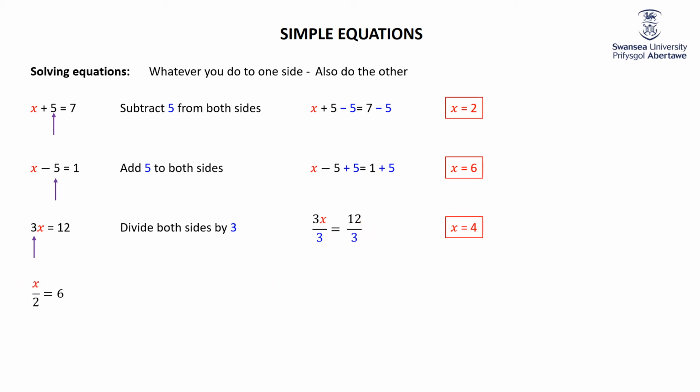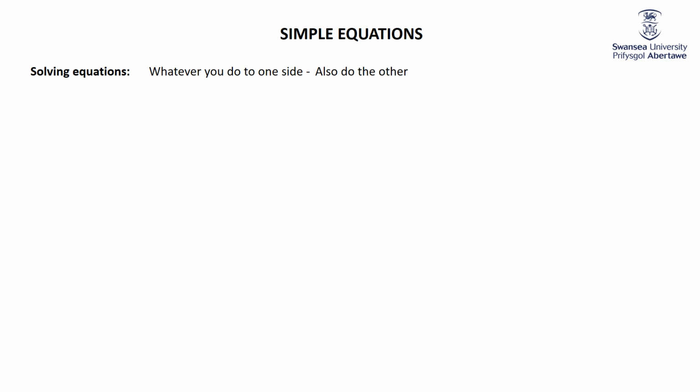Multiplication, x over 2 equals 6. What is it that's messing us up? It's that x divided by 2. How do I get rid of a divided by 2? I just multiply by 2. So I get 2x over 2, so those are going to cancel out, leaving us just with x is 6 times 2. Thus x equals 12. Isn't this fun? Again, whatever you do to one side, you do to the other.